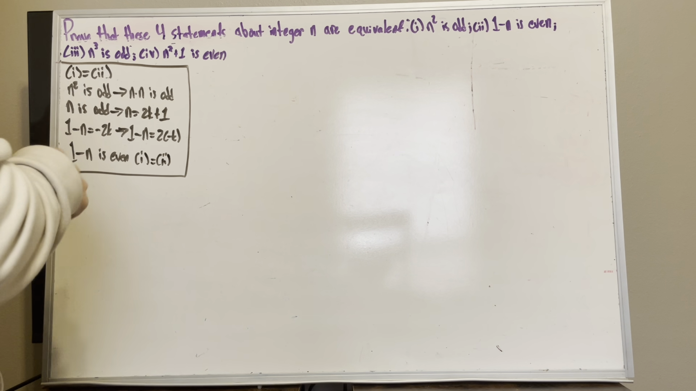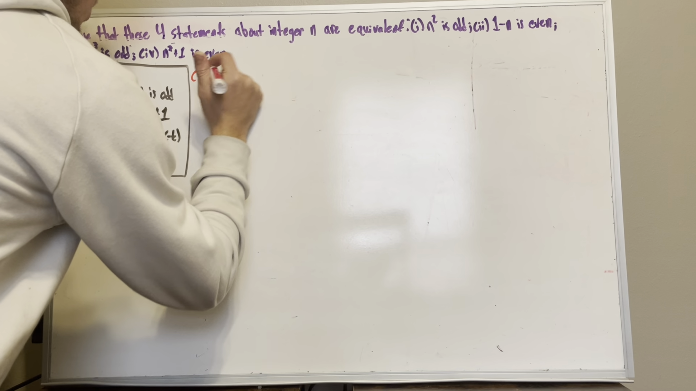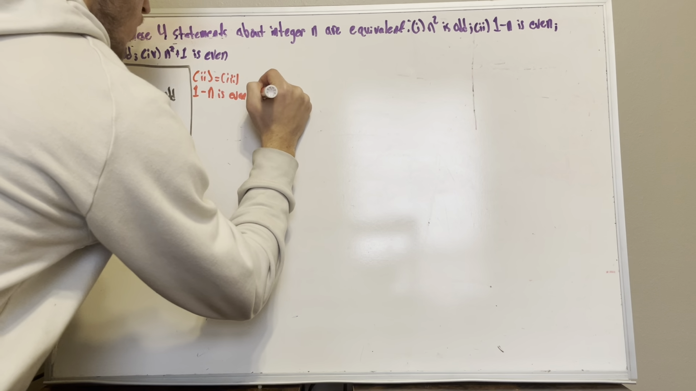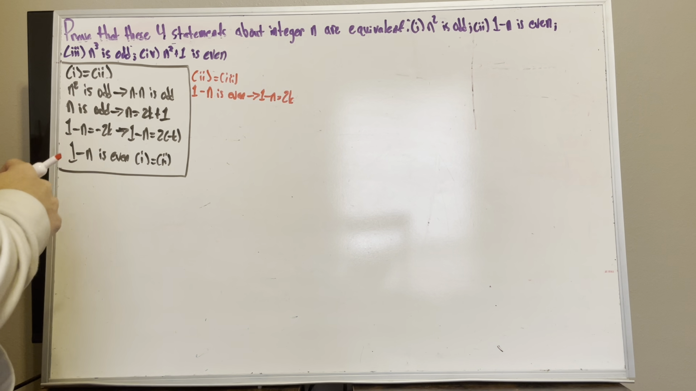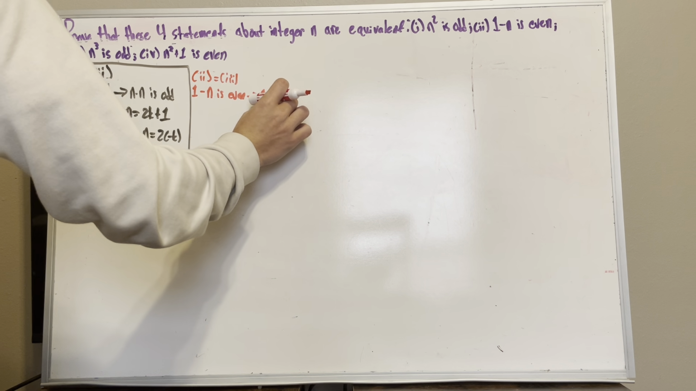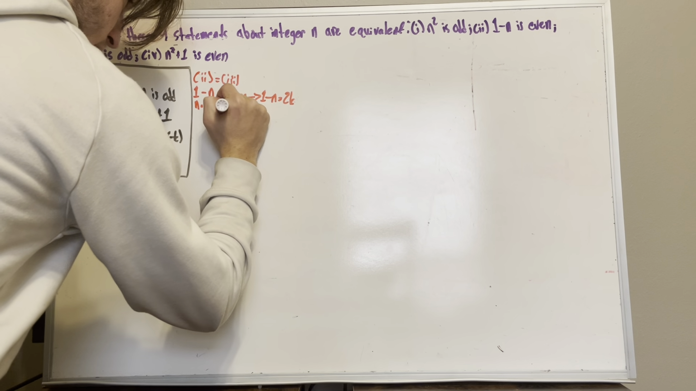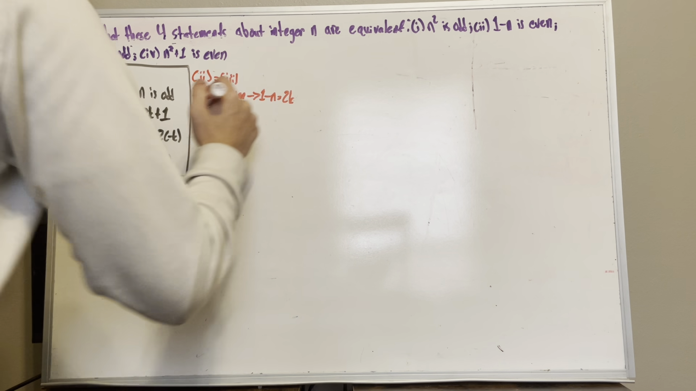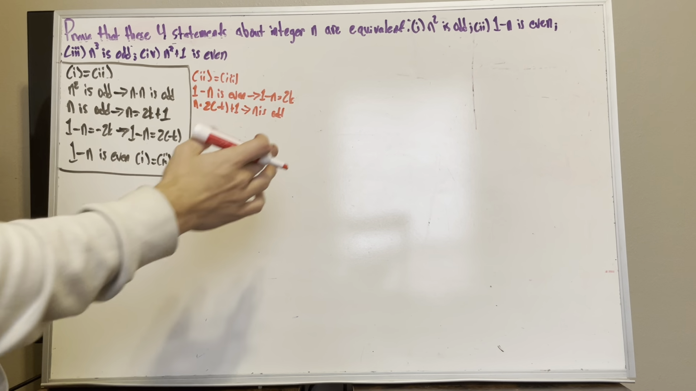Next, you start by proving that statements 2 and 3 are equivalent. So you start off with 1 minus n is even, which means that 1 minus n is equal to 2k, because 2 times any integer is an even number, and k here is an integer. Okay? So then you rearrange this into making n is equal to 2 times negative k plus 1. Once you do that, you prove here that n is odd because 2 times any integer plus 1 will give you an odd integer.